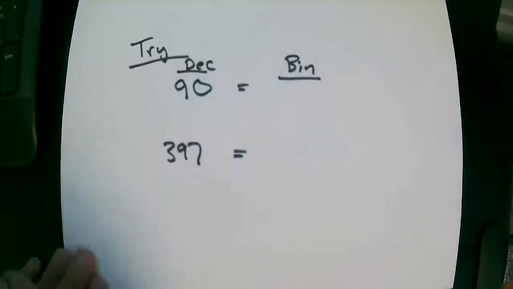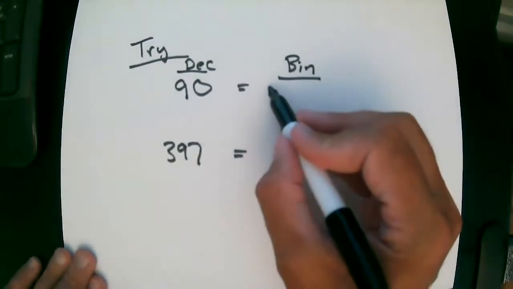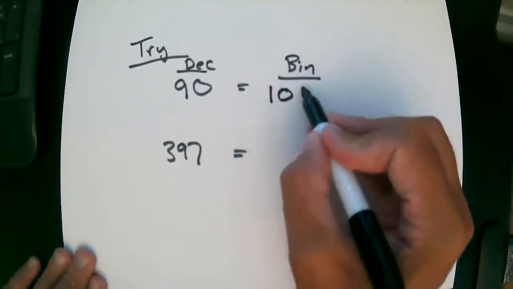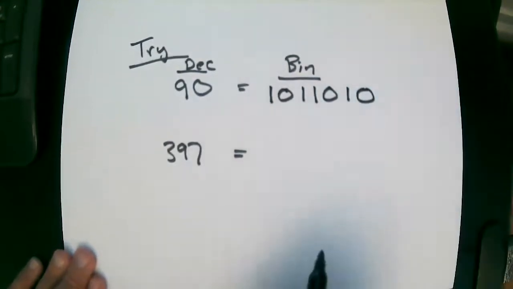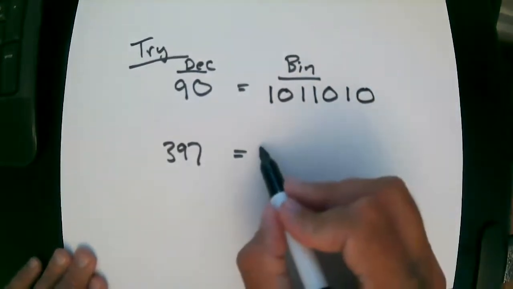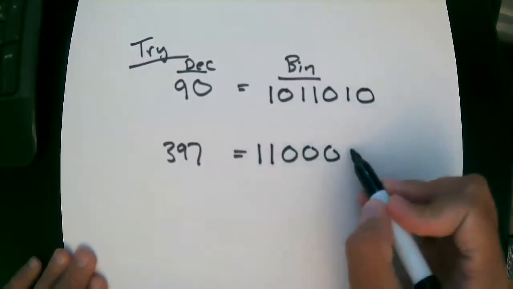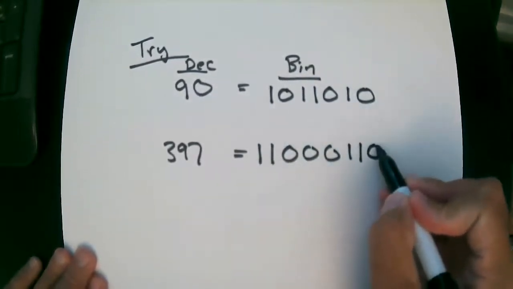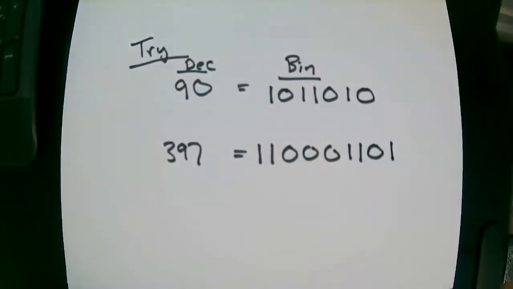Okay, hopefully you're able to work this out. And so the number 90, if you did it correctly, should have been 1, 0, 1, 1, 0, 1, 0. And 397 should have been 1, 1, 0, 0, 0, 1, 1, 0, 1. And if you didn't get those solutions, maybe rewatch a couple of the examples that I did and give it another shot.